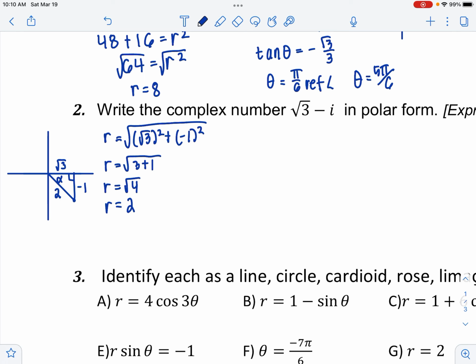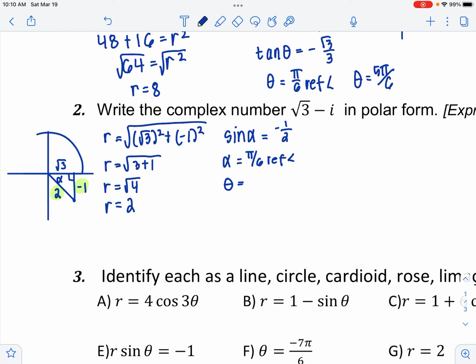We could use tangent and do opposite over adjacent, do -1 over root 3, rationalize it very similar to the one above, or you can use two numbers that you'd rather use, like -1 and 2. That's what I'm going to use. So I'm going to say opposite and hypotenuse. I'm going to use sine instead of tangent. So I'm going to do sine of alpha is equal to opposite, which is -1, over hypotenuse, which is 2. So now I'm going to get alpha, which is our reference angle. The angle that has a sine of 1/2 in the first quadrant is 30 degrees, which is pi over 6. So this is a pi over 6 ref angle again.